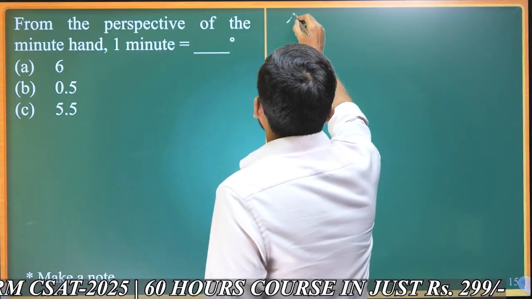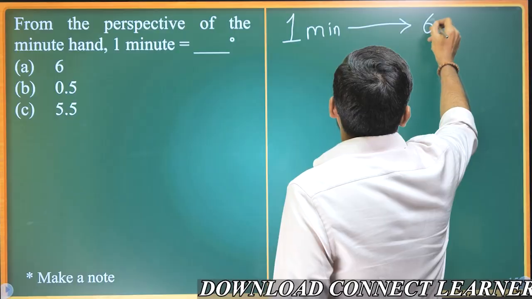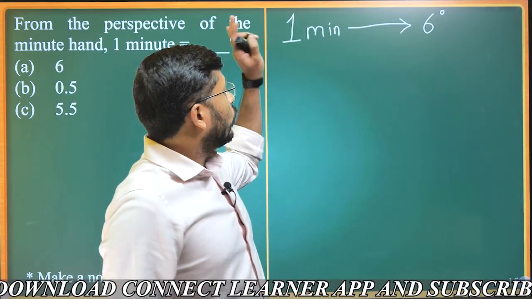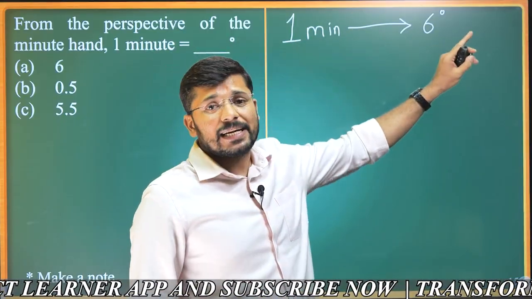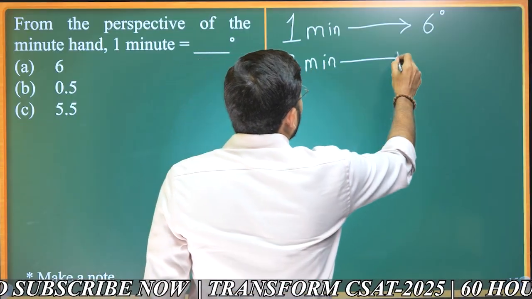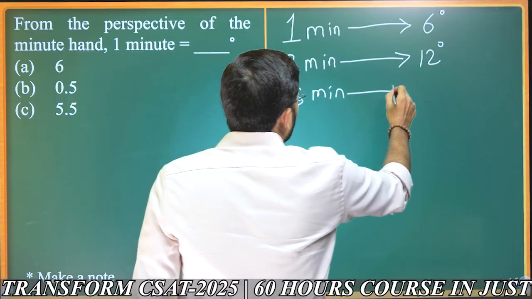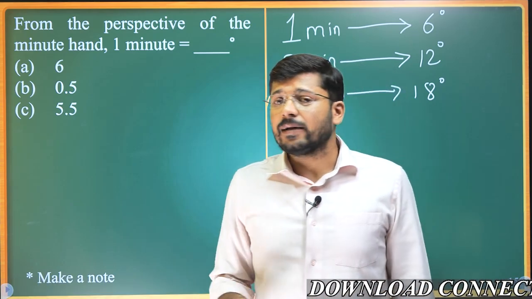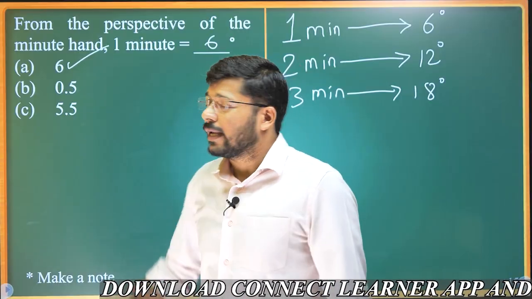What is the speed of the minute hand? The speed of the minute hand is 6 degree, right? So for every 1 minute, it will make an angle of 6 degree. That's it. That is the answer. From the perspective of the minute hand, 1 minute is same as 6 degree. There is no distinction for it. The same way, for 2 minutes, it will consider 2 minutes to be 12 degree. For 3 minutes, it will consider 3 minutes to be 18 degree. Done. So from the perspective of the minute hand, 1 minute is equal to 6 degree. Our answer is option A.